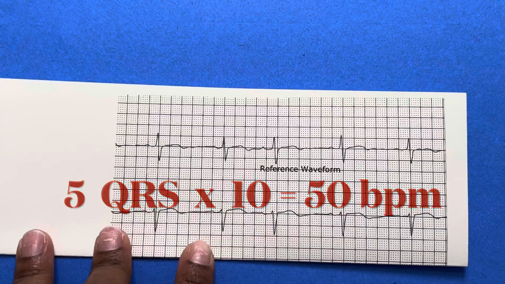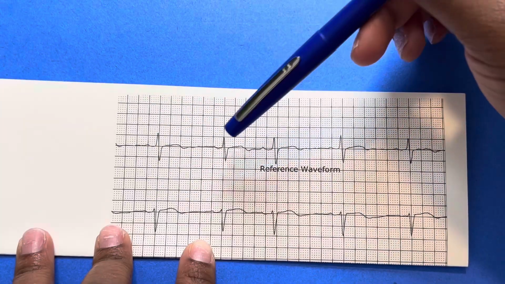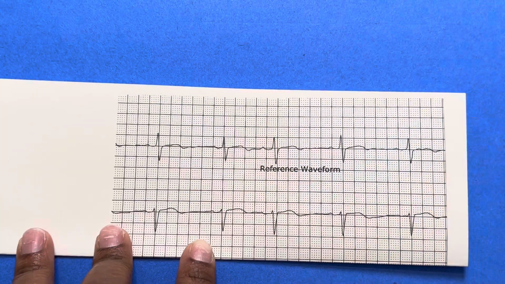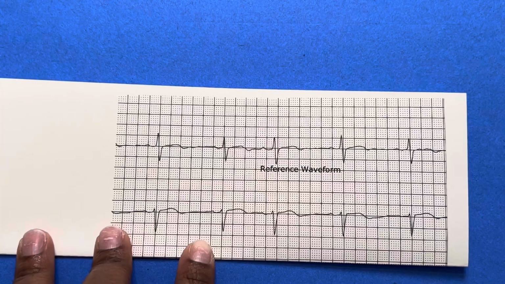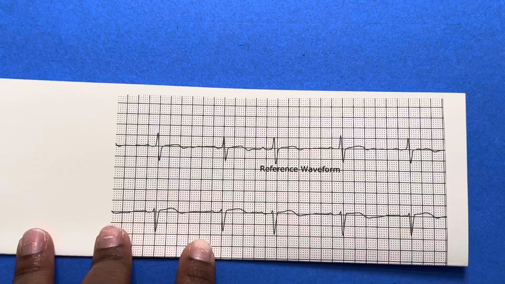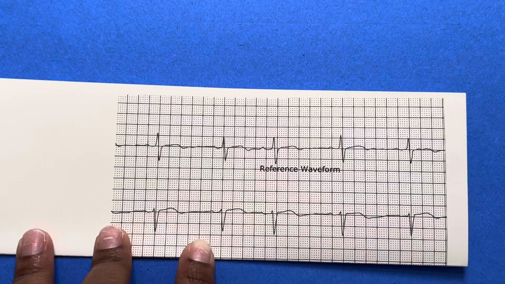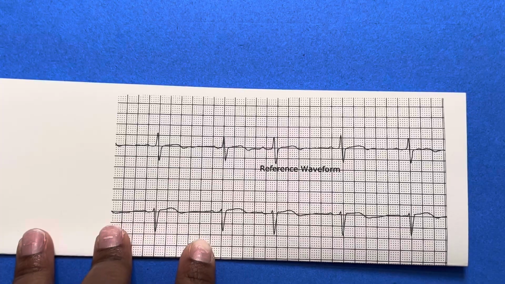Remember sinus Brady's qualifications. It has the P waves, has the regular rhythm for the most part. This PAC is an outlier, which means it's just something that happens every now and again. But for it to be sinus Brady, the heart rate needs to be less than 60. So 50 is less than 60, so this is sinus Brady.